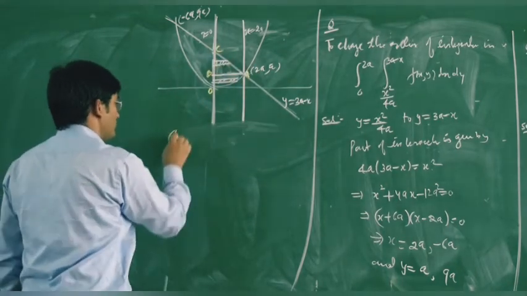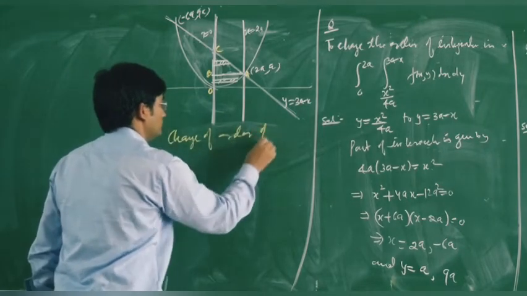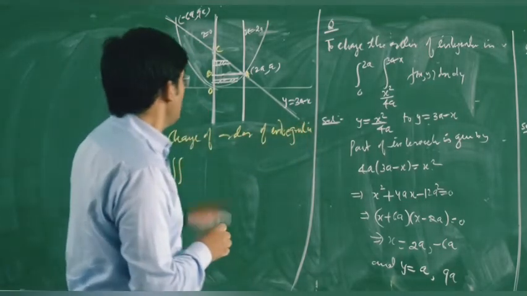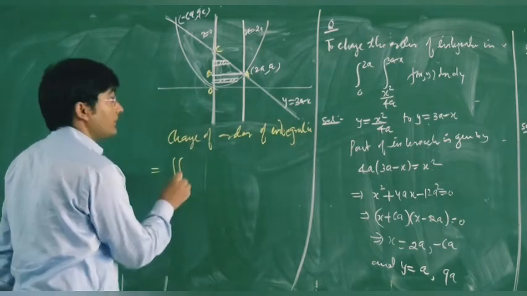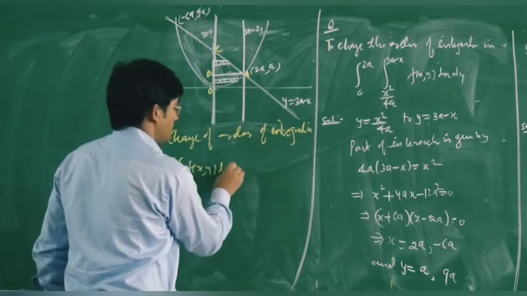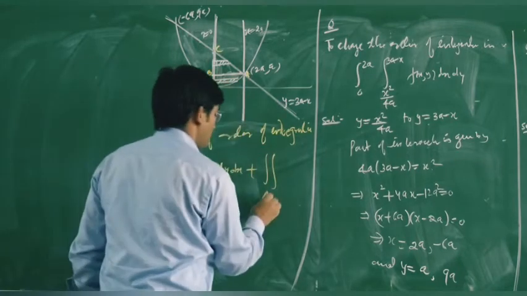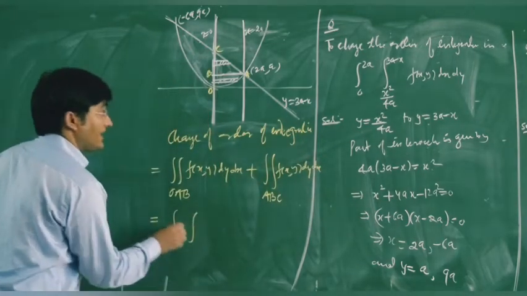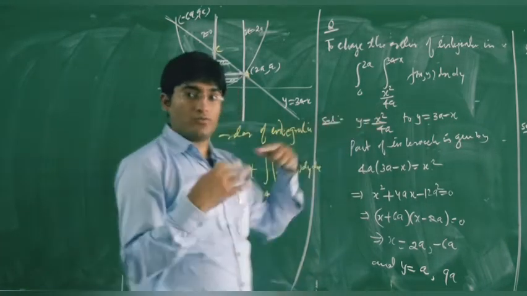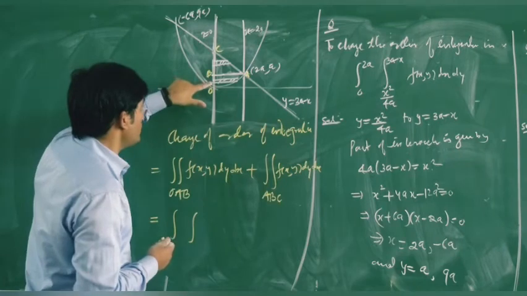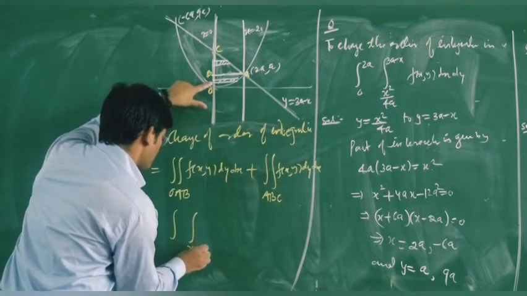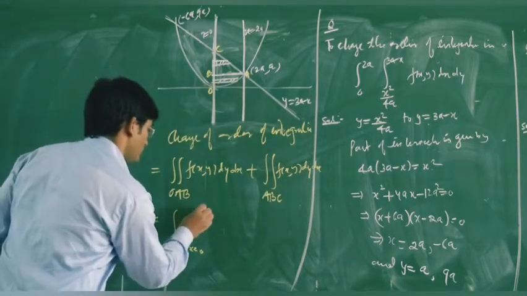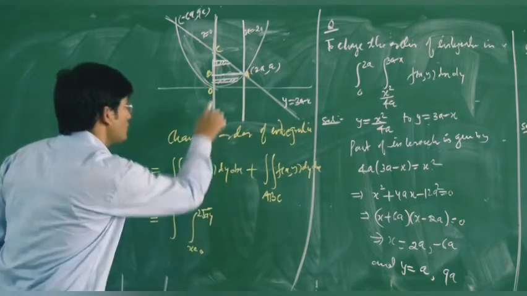So your change of order of integration is given by, first we have the double integral over OAB, f(x,y), now we will write dy dx, then we have the portion ABC, f(x,y), dy dx. Now let us find the values of x. Initially we have the values of y in terms of x, now we will find out the value of x in terms of y. So for this region OAB, your x will be from 0 to this parabola, and at this parabola our x will be 2 root a y, and the values of y will be from 0 to a.